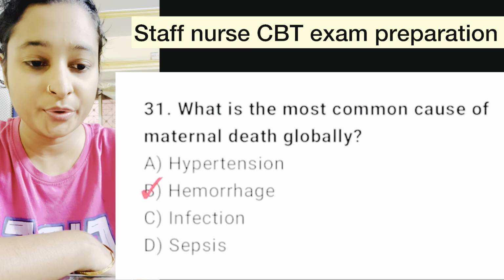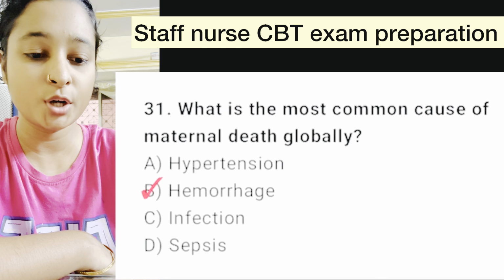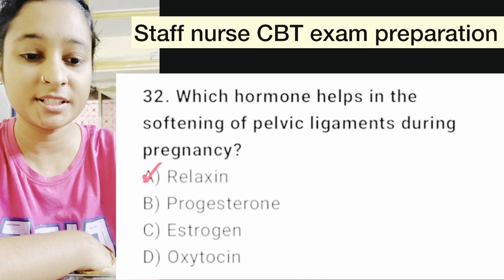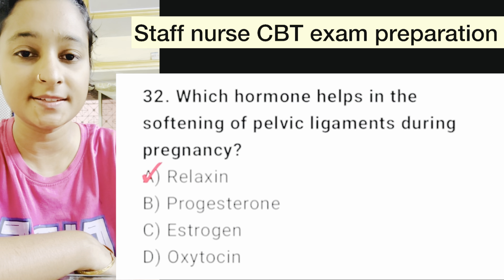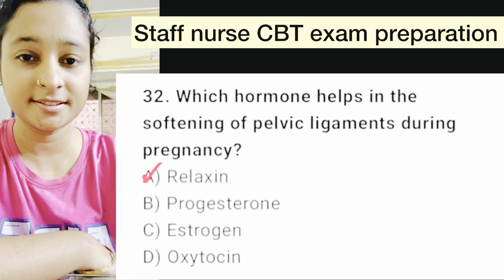Next question. What is the most common cause of maternal death globally? Right option is option B, hemorrhage. Question number 32. Which hormone helps in the softening of pelvic ligaments during pregnancy? Right option is option A, relaxin.